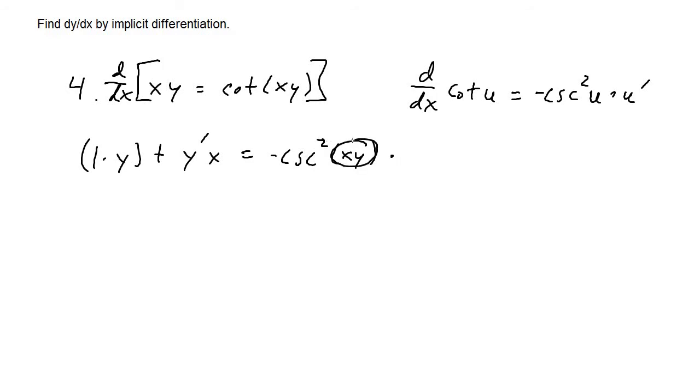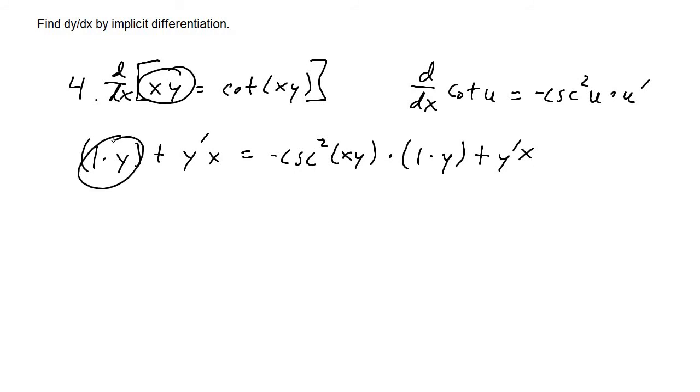So derivative of x times y, well, we've already found derivative of x times y on the left side of the equation, which ended up being this, so we can go ahead and copy that over to the right side of the equation. So multiplied by the derivative of x times y, which is 1 times y plus y prime x. So now we can go ahead and simplify.